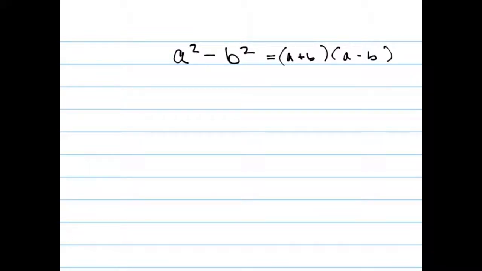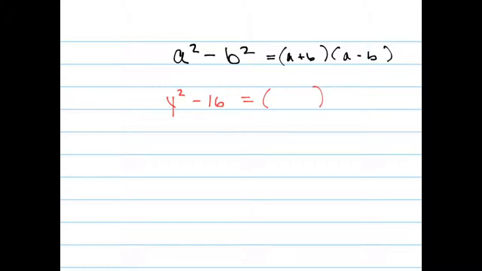So if we had y squared minus 16, let's check the qualifications. How many terms are there? 2. Is there subtraction in the middle? Yes. Are they both perfect squares? Yes. Y squared is the square of y. 16 is the square of? 4. So it factors into the sum and difference of the square roots.